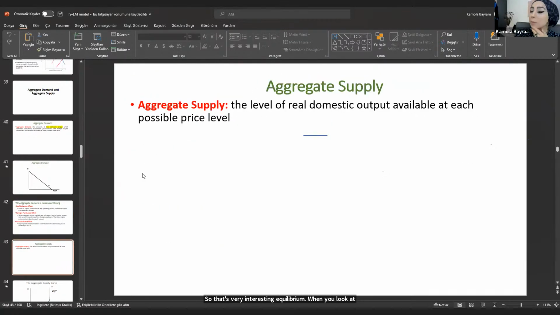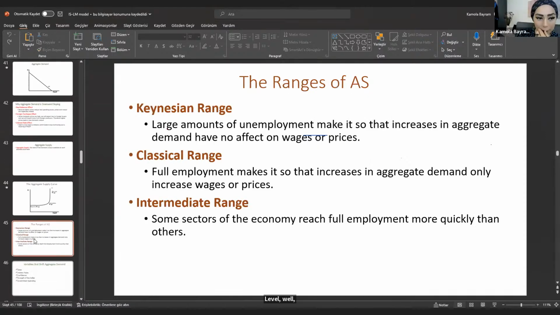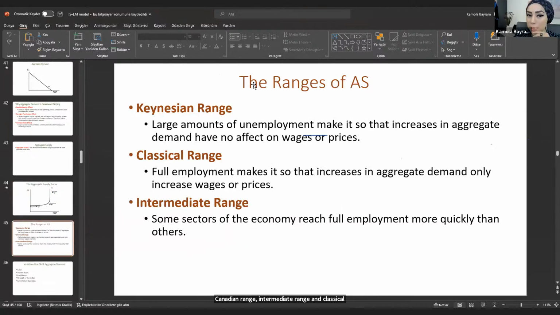So when it comes to aggregate supply, it is the level of real domestic output available at each possible price level. The level of real domestic output is what firms want to produce in that economy for the given price level. So here we have aggregate supply, and we will classify it into three categories: Keynesian range, intermediate range, and classical range. So now let us look at these ranges.